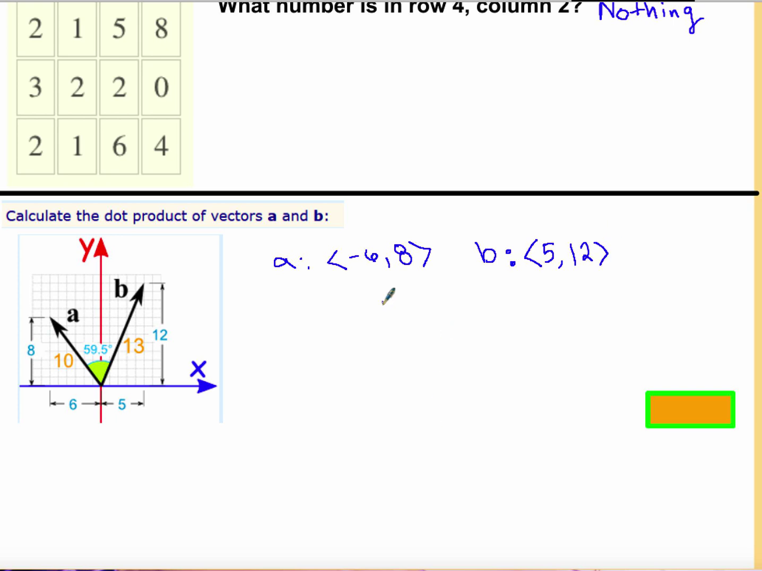All right, well, that's not the dot product. That's just the vectors in component form. But I like writing the vectors in component form because it's easy to calculate the dot product from there. So we're just going to multiply together our horizontal components. Those are the first numbers we wrote down. So I'll multiply together -6 and 5. And then I'm going to add the product of the vertical components. So that's going to be 8 and 12.